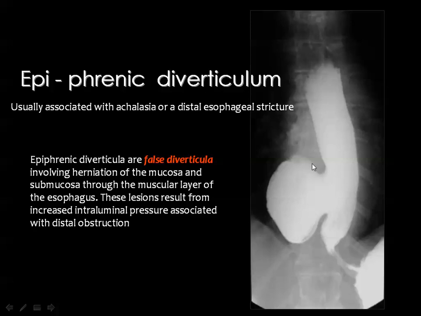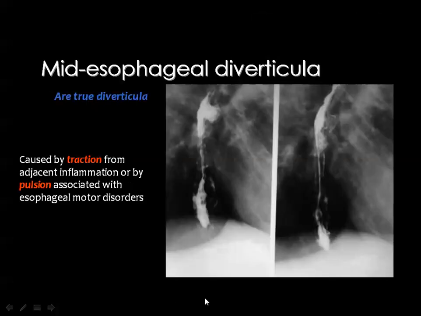Then you see a big diverticulum, and this is not a hiatus hernia because you can identify that the gastroesophageal junction is well present underneath the diaphragm. Then the mid-esophageal diverticuli are true diverticuli formed of all three layers of the esophageal wall, and they may be due to traction or due to pulsion.